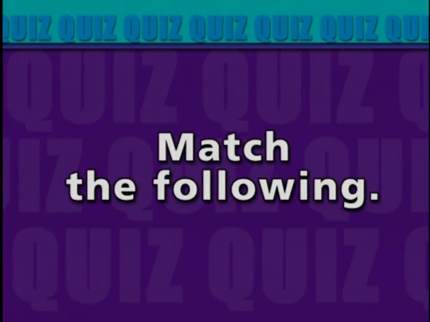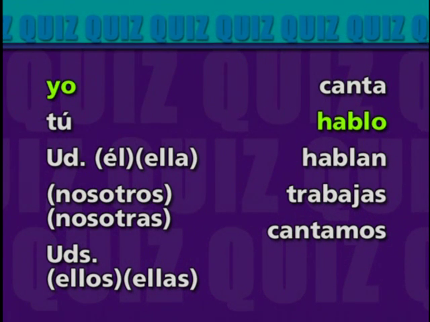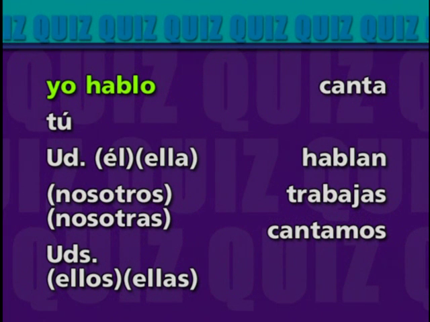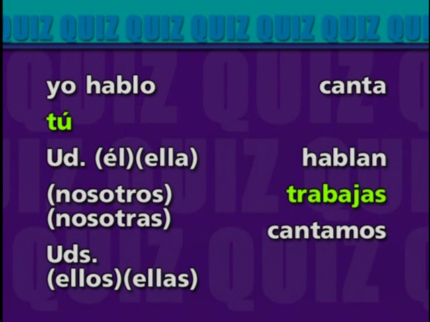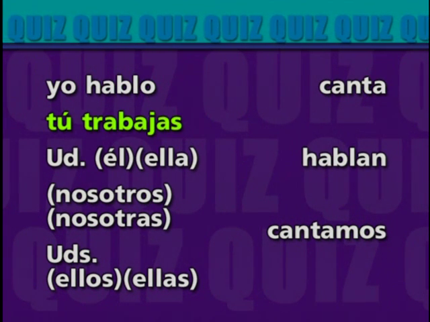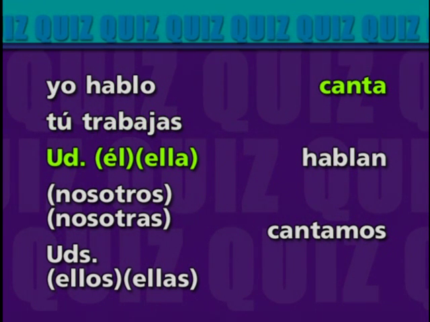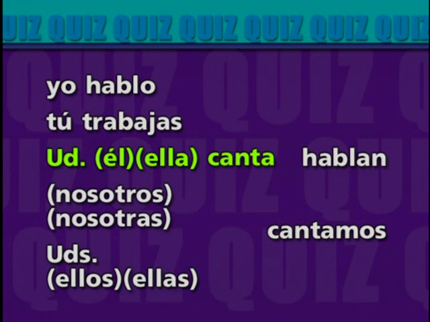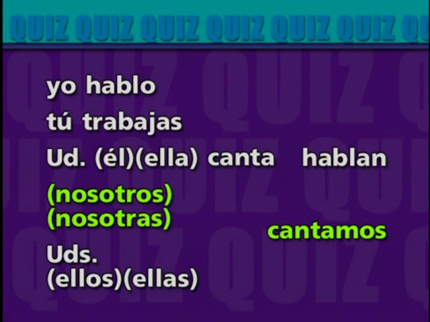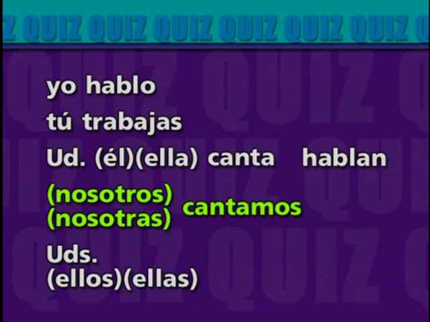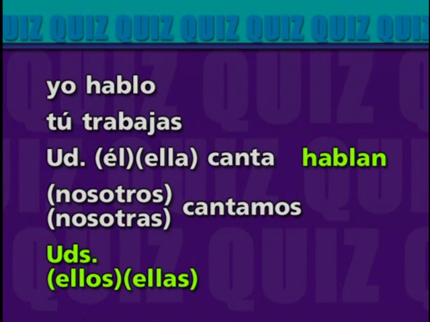Match the following. Yo hablo. Tú trabajas. Usted, él, ella canta. Nosotros, nosotras cantamos. Ustedes, ellos, ellas hablan.